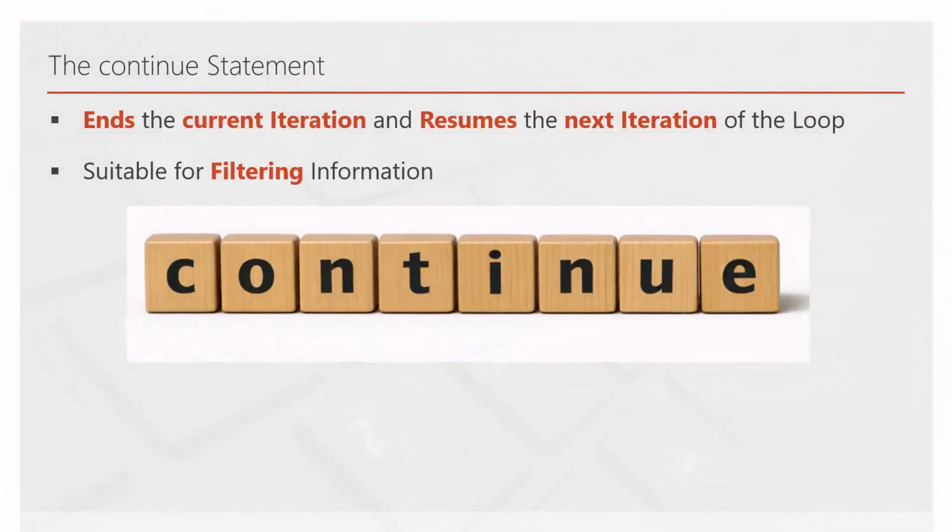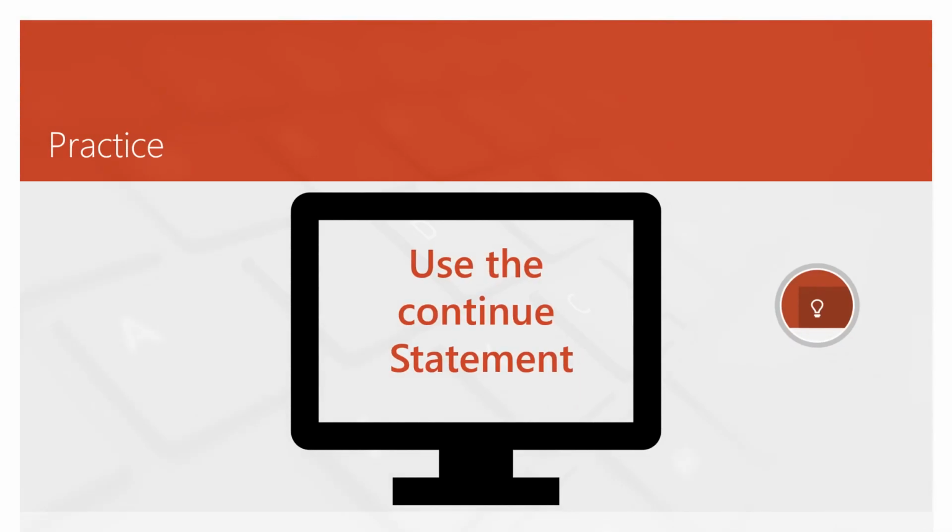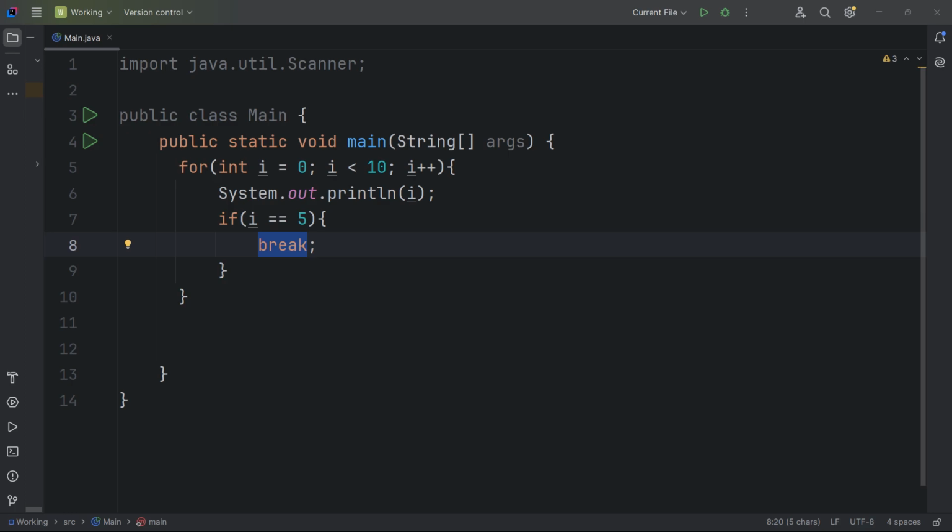The continue statement ends the current iteration and resumes the next iteration of a loop, and continue is suitable for filtering information. For coding practice, we will use the continue statement. Now we'll use the continue statement to filter numbers in a loop. So continuing from our last coding activity, we're going to make some changes here. So let's go in our if statement and have this say if i modulus 2 is equal to 0. So we're saying if i divided by 2 gives a remainder of 0, then we're going to do something. So let's come here and replace break with continue.